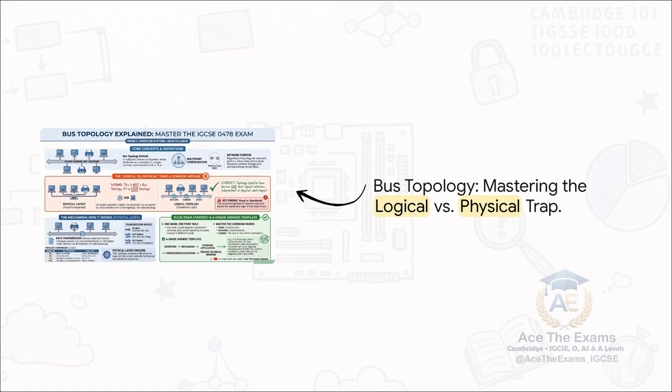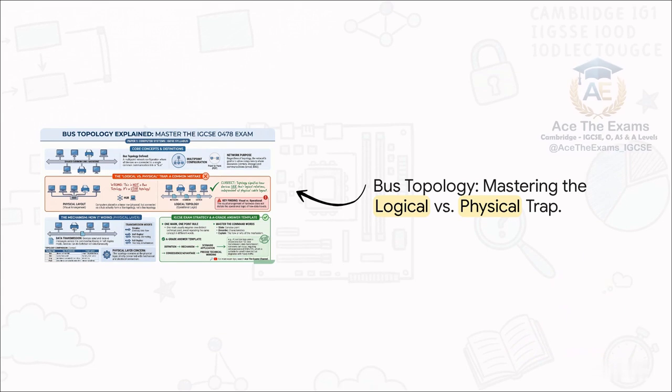And honestly, this brilliantly illustrates that mistake we talked about right at the start. Let's examine this bus topology diagram to master this logical versus physical trap once and for all. Take a look at the red X on the left. It shows the visual arrangement, right? But just because those nodes are physically placed in a linear row, if they're connected via a central hub, that actually forms a star topology, not a bus.